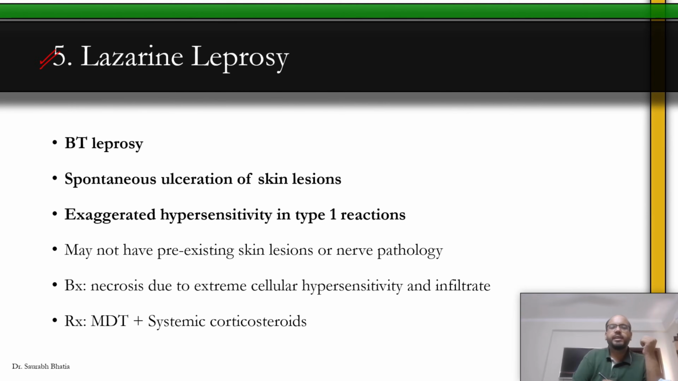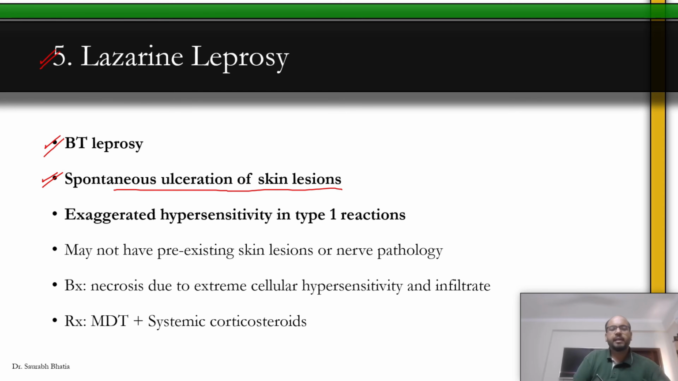The fifth variant is Lazarine leprosy. Okay, Lazarine leprosy is a type of BT leprosy, or it is closer to BT leprosy where it lands on the Ridley-Jopling spectrum. It is characterized by spontaneous ulceration of skin lesions. So, skin lesions spontaneously ulcerate during the course of disease.